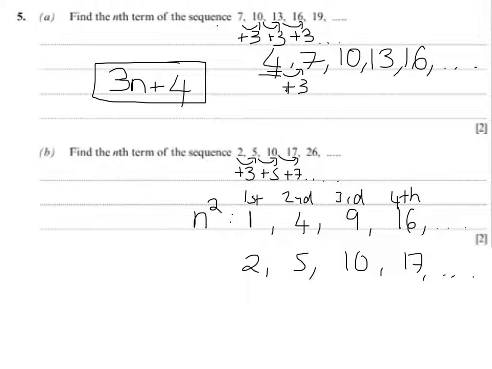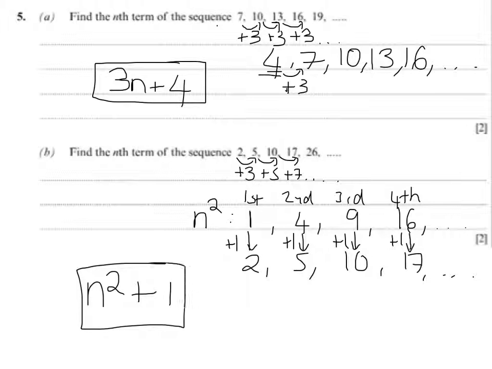So how do I get from this line to this line? Well, we can see that to get from 1 to 2, I add 1. To get from 4 to 5, I add 1. 9 to 10, I add 1. 16 to 17, I add 1. So my nth term would be n squared, which gets me to here. Then to get to the actual numbers I want, I have to add 1. So my nth term would be n squared plus 1.